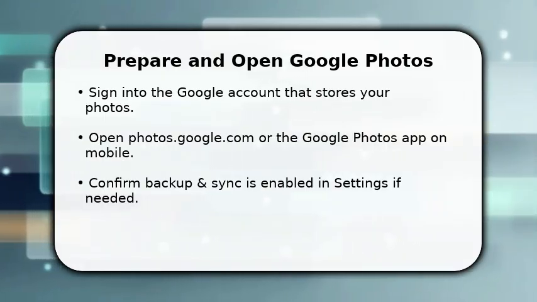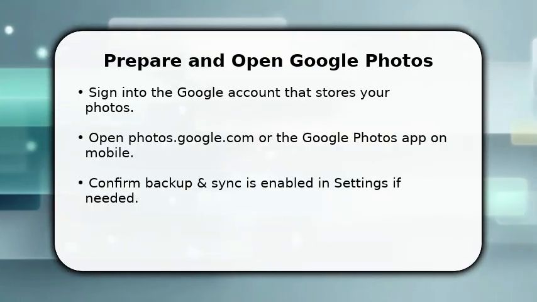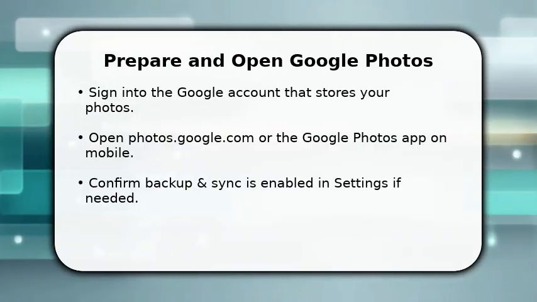You'll start by confirming you're signed into the Google account that holds the images you want. Once done, open Google Photos on a browser or the Google Photos app on your phone. Make sure the account avatar at top right matches the one with your backups. This avoids searching the wrong library. If you rely on automatic backups, check Backup and Sync is on so recent uploads appear.